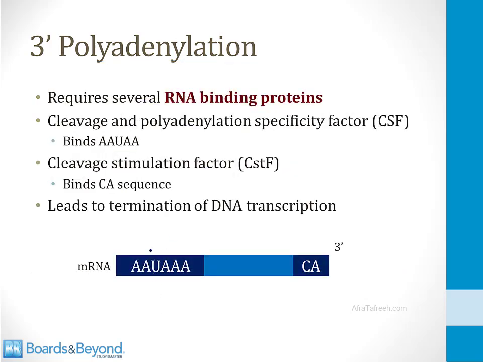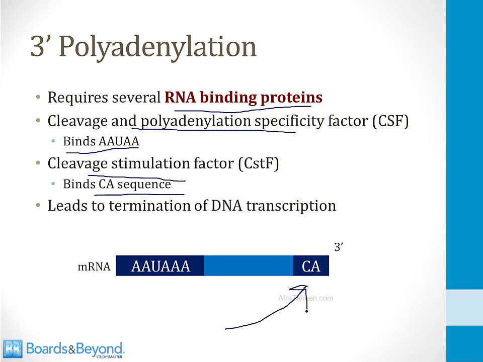When this sequence shown at the bottom of the screen is encountered in a piece of RNA, that triggers the process of 3' polyadenylation. This process requires several RNA binding proteins. One of them is called CPSF, which stands for cleavage and polyadenylation specificity factor. This is what binds to the polyadenylation sequence AAU-AAA. Another important RNA binding protein is called CSTF, or cleavage stimulation factor. This binds to the CA sequence that is also always found at the end of genes. And binding of these 2 factors leads to termination of DNA transcription.